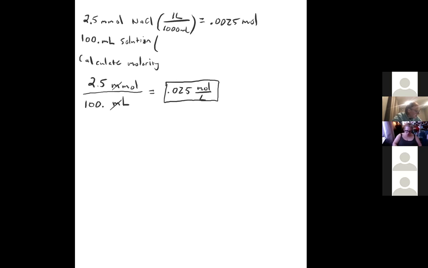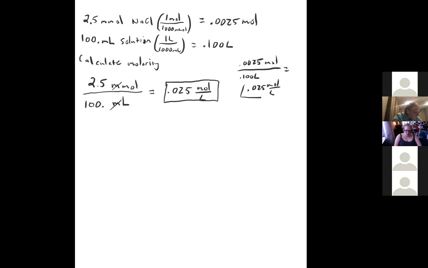And I could do the same thing here. Oops, sorry. 1 mole is 1,000 millimoles. Let me write that a little cleaner. One mole is 1,000 millimoles. And then I could do 1 liter is 1,000 milliliters. And that would give me 0.100 liters. And then you could take 0.0025 moles, divide that by 0.100 liters, and that would give you the same answer.